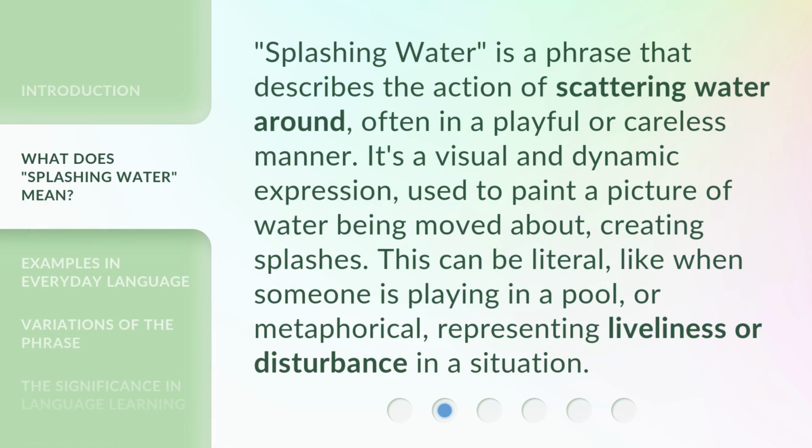"Splashing water" is a phrase that describes the action of scattering water around, often in a playful or careless manner. It's a visual and dynamic expression, used to paint a picture of water being moved about, creating splashes. This can be literal, like when someone is playing in a pool, or metaphorical, representing liveliness or disturbance in a situation.